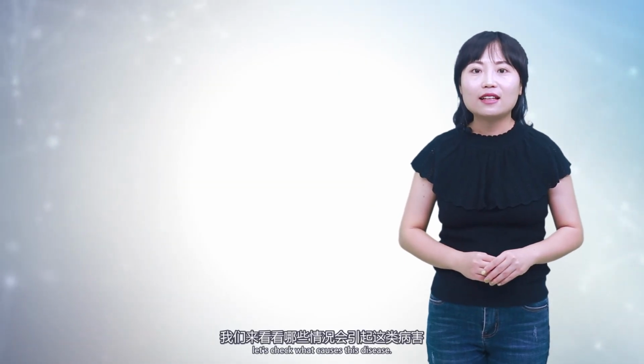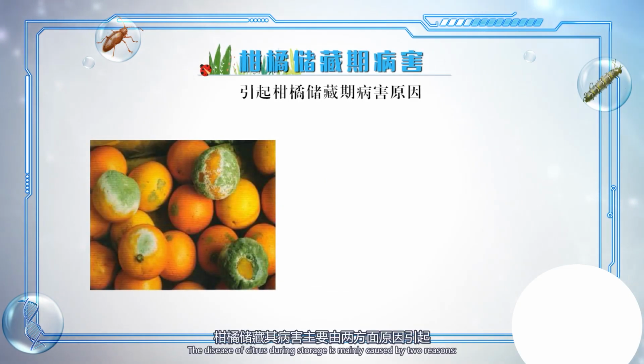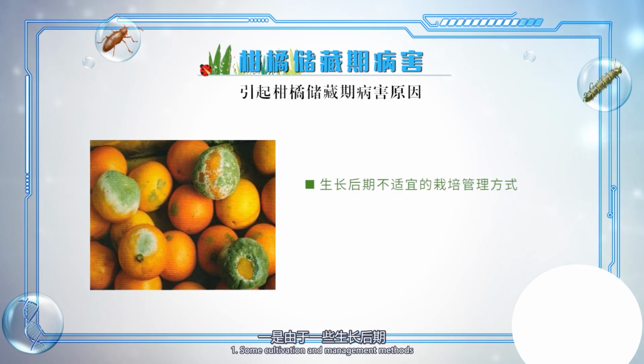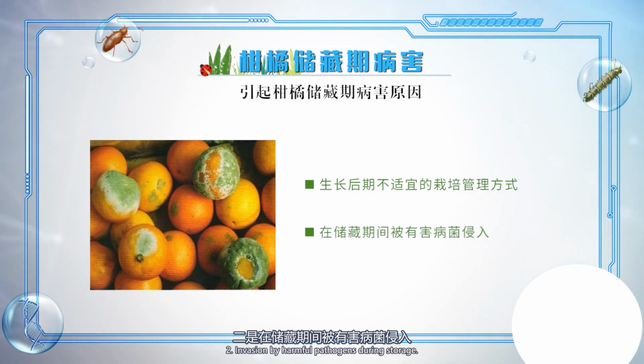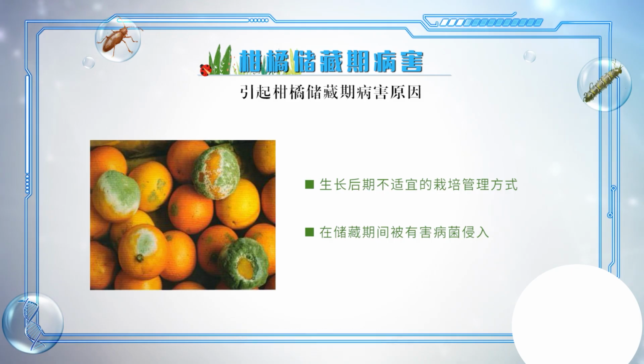Firstly, let's check what causes this disease. The disease of citrus during storage is mainly caused by two reasons. 1. Some cultivation and management methods are not suitable in the late growth stage. 2. Invasion by harmful pathogens during storage.